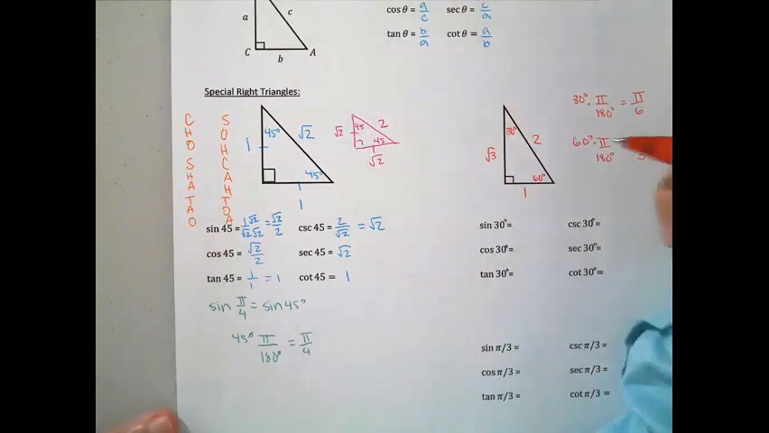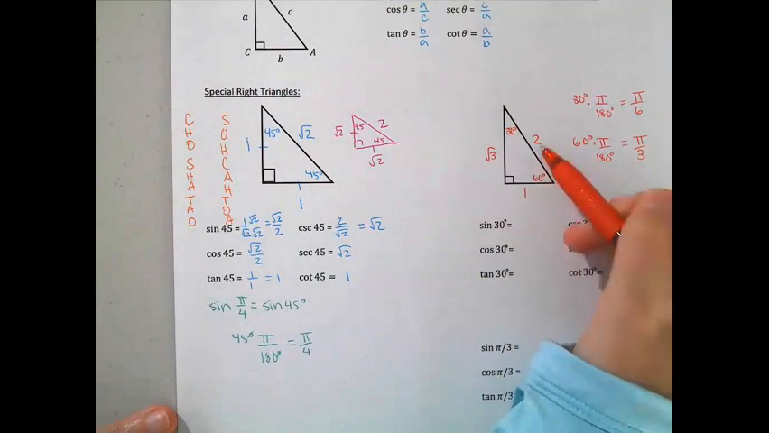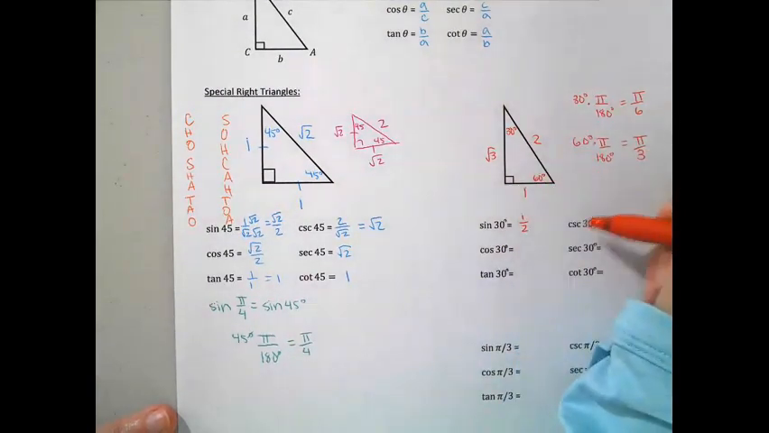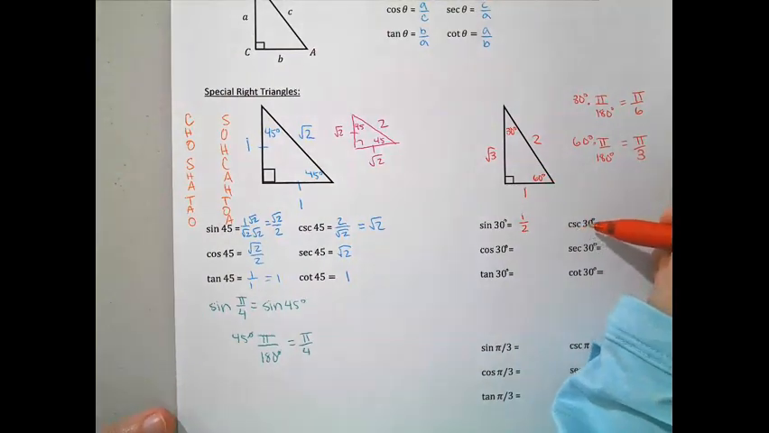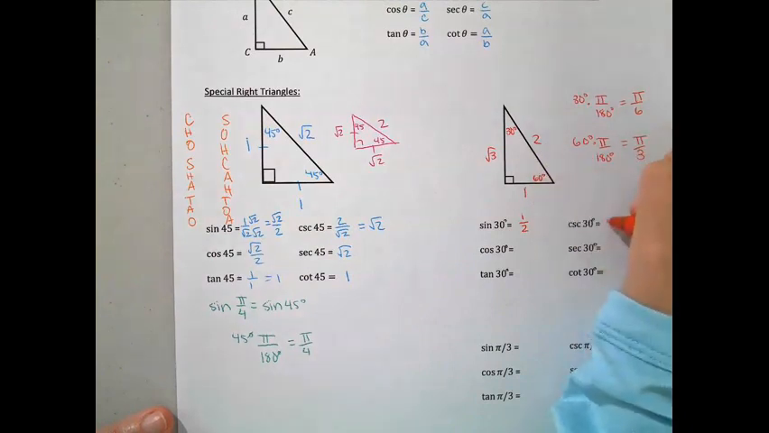But let's do it. So sine of 30 degrees: opposite over hypotenuse is 1/2. So then cosecant of 30 degrees, instead of being opposite over hypotenuse, will be hypotenuse over opposite. So that's just 2 over 1, or 2.